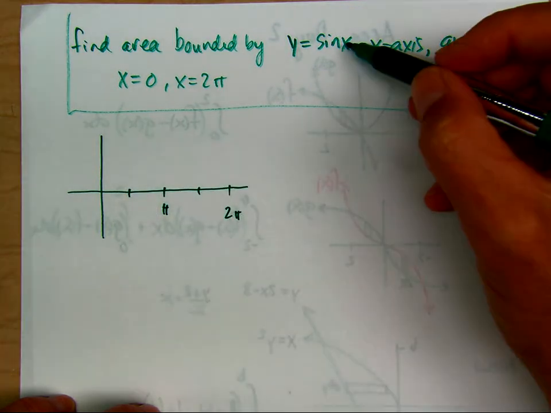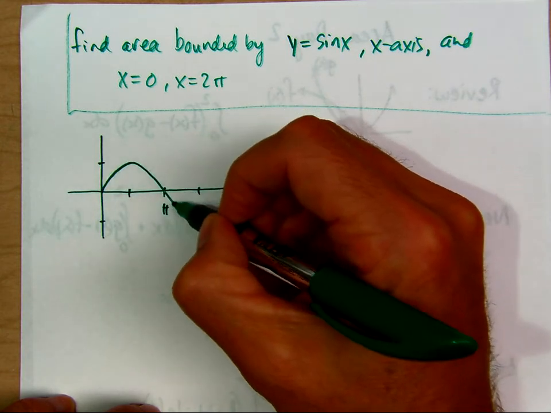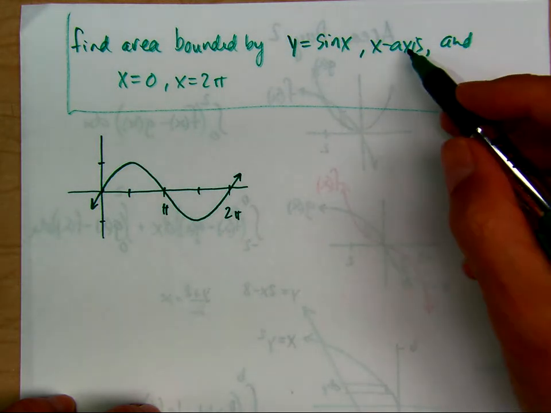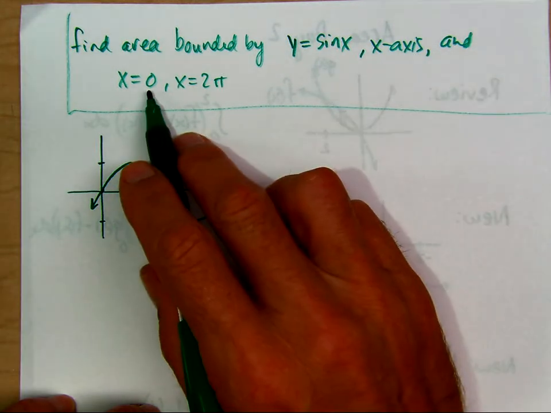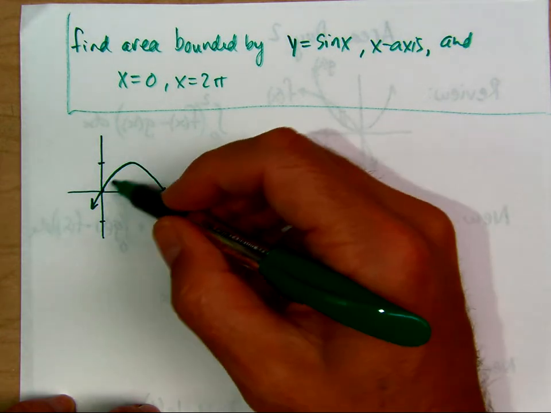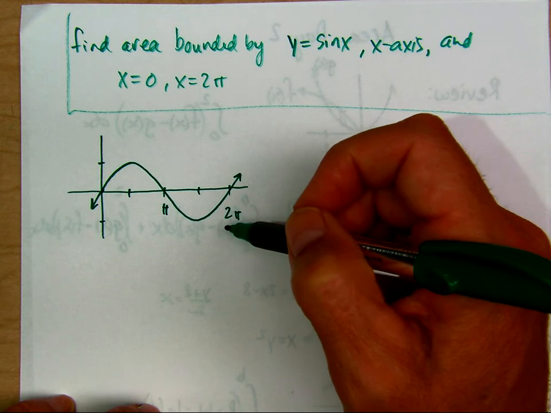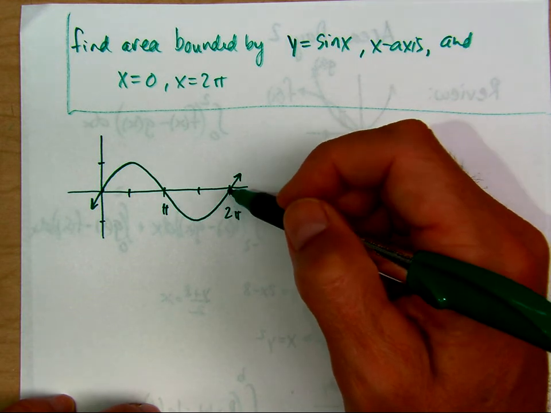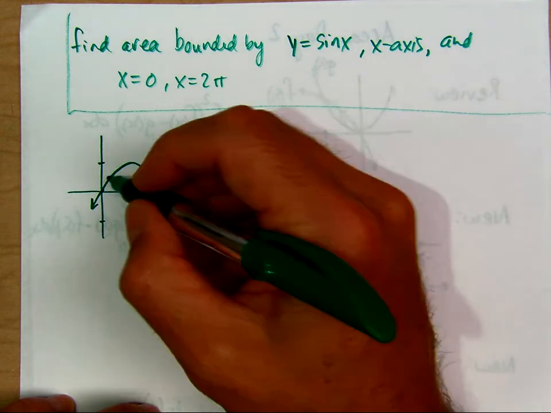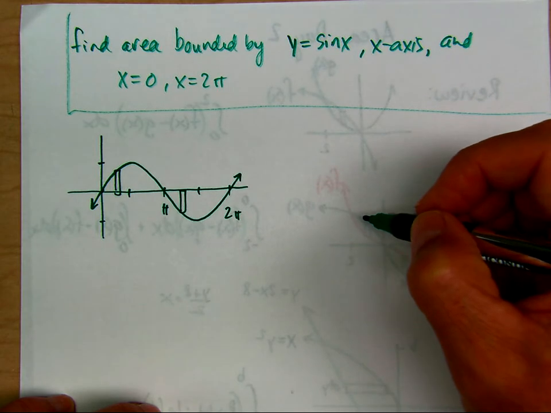All right, we're graphing sine, bounded by the x-axis and also bounded by x equals 0 and 2 pi. So we want the whole region, this top part and the bottom part. And in this case, horizontal rectangles would be more difficult because it's touching the same curve. We always want to use vertical rectangles. If we have a choice, we'll use vertical.